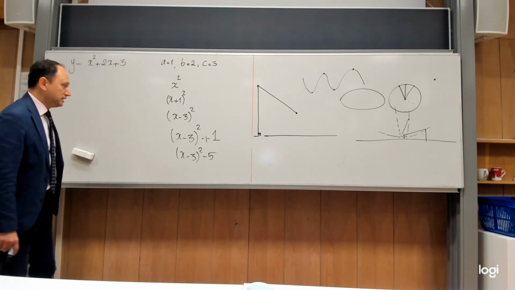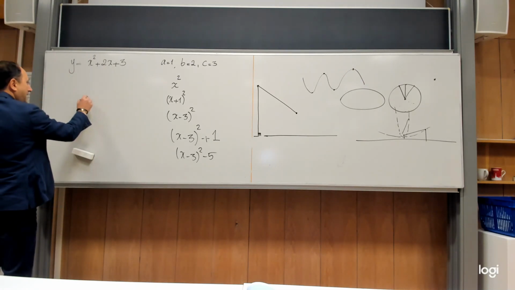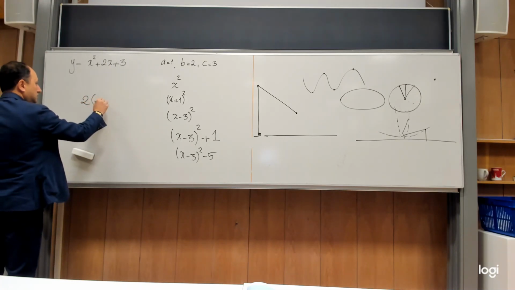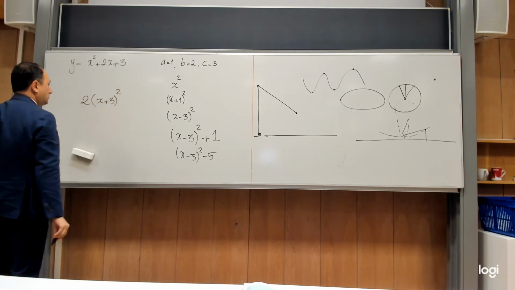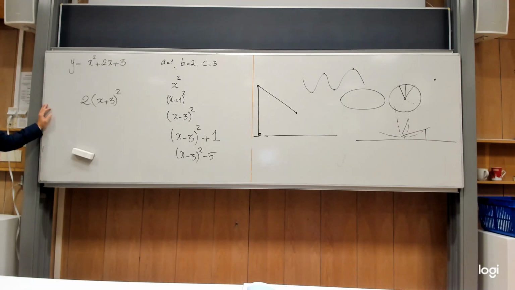Let me ask you a little bit harder question. Do you think what happens if I have this? What is the minimum of this guy? 0. It's still 0. Agree? It is achieved when x is minus 3.